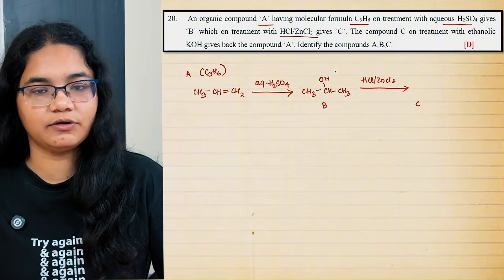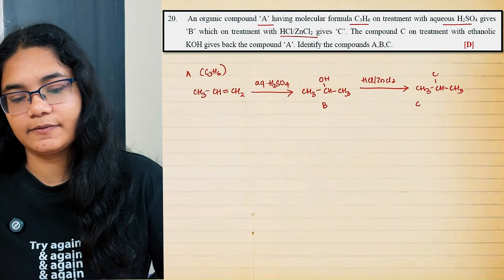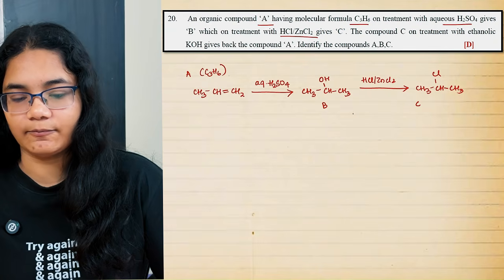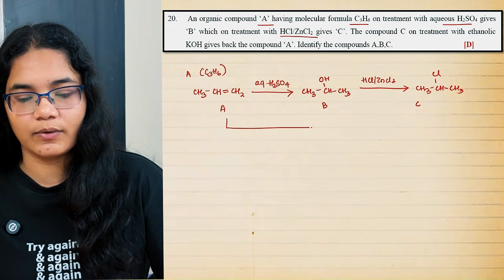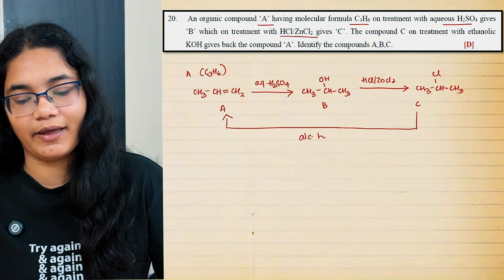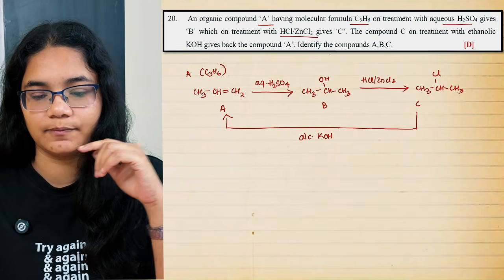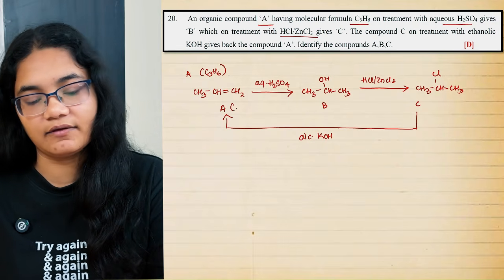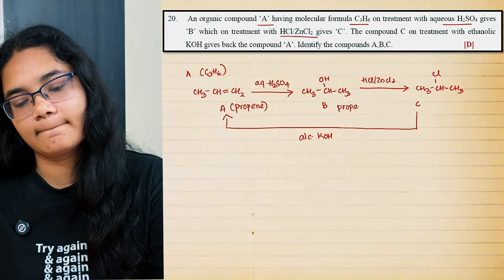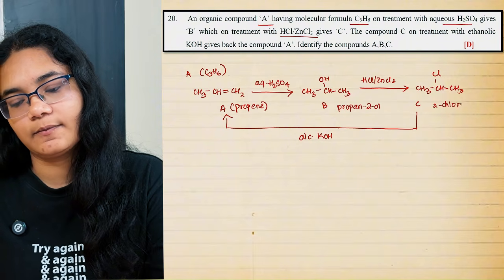Now what will happen? This OH will be replaced with Cl. So I will get CH3, CH, CH3 and Cl. This is compound C. Now compound C on treatment with ethanolic KOH gives back compound A. So when compound C is treated with alcoholic KOH, it gives back compound A, which means there is a dehydrohalogenation reaction. Identify compounds A, B and C. Compound A we have already seen, it is propene. Compound B is propan-2-ol, and compound C is 2-chloropropane.